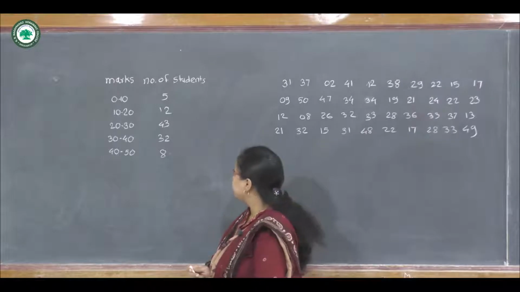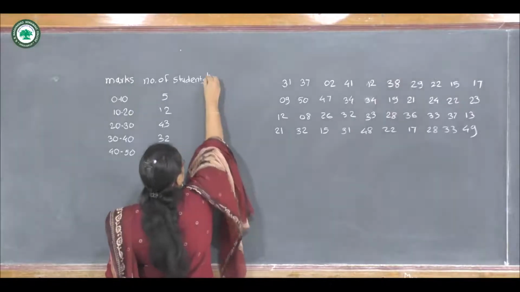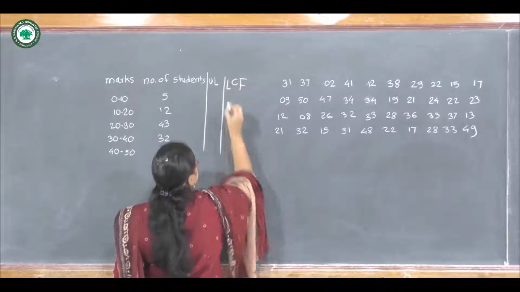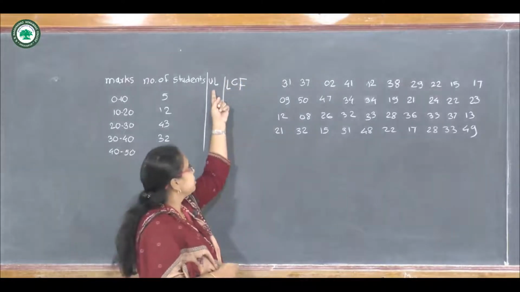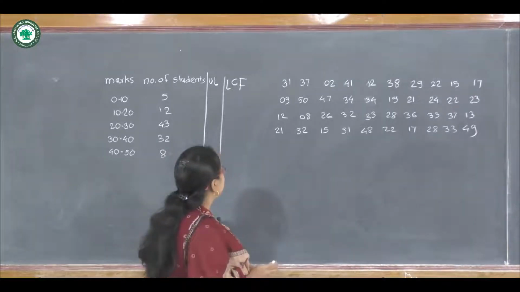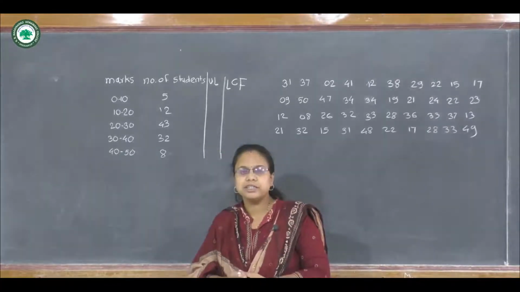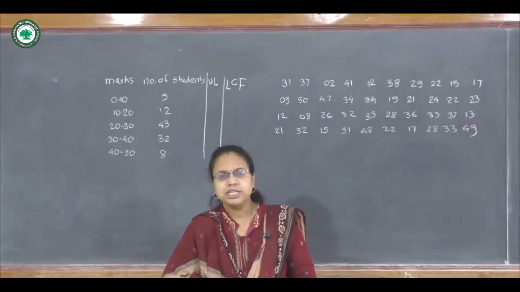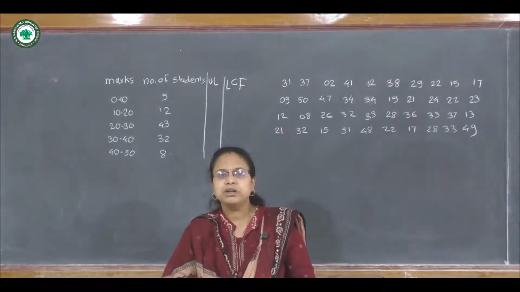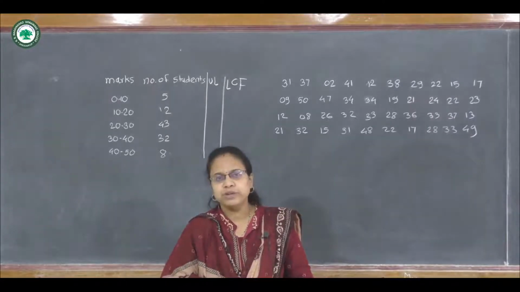So we know that to draw the frequency curve we have to take the upper limit and less than cumulative frequency, that is LCF. Upper limit should be taken on the x-axis and less than cumulative frequency on the y-axis. So we are now studying the less than cumulative frequency curve, that is Ogive curves. In the last lecture we drew the frequency curve and frequency polygon, and now we are drawing the Ogive curves, meaning the less than cumulative frequency curve and the greater than cumulative frequency curve.